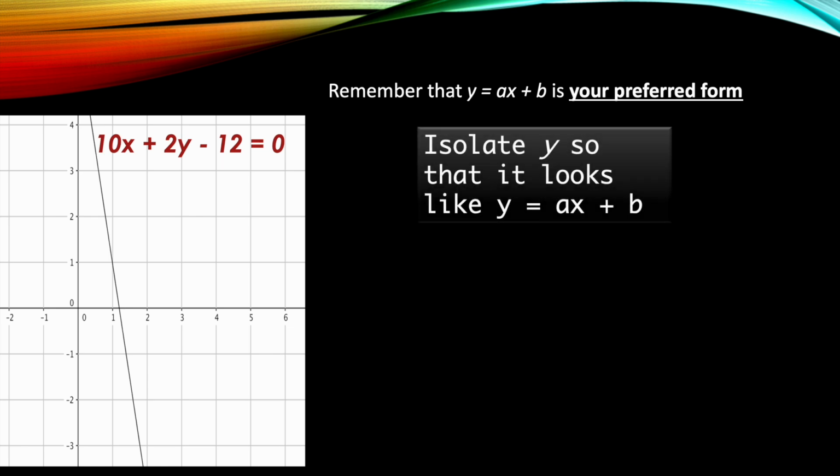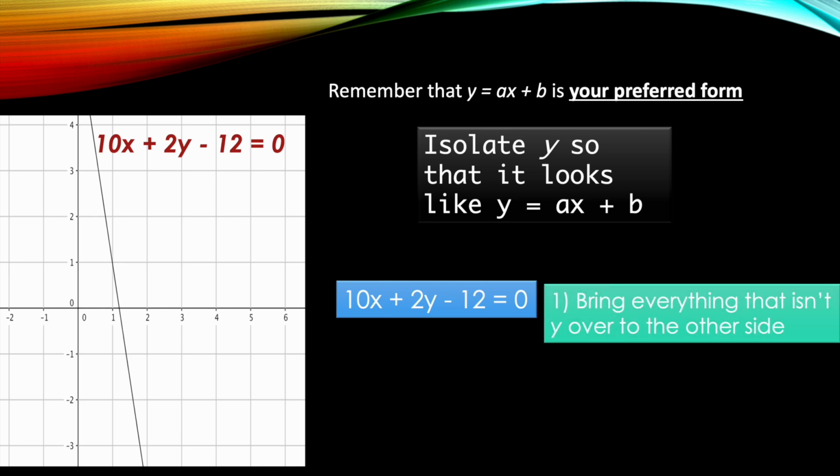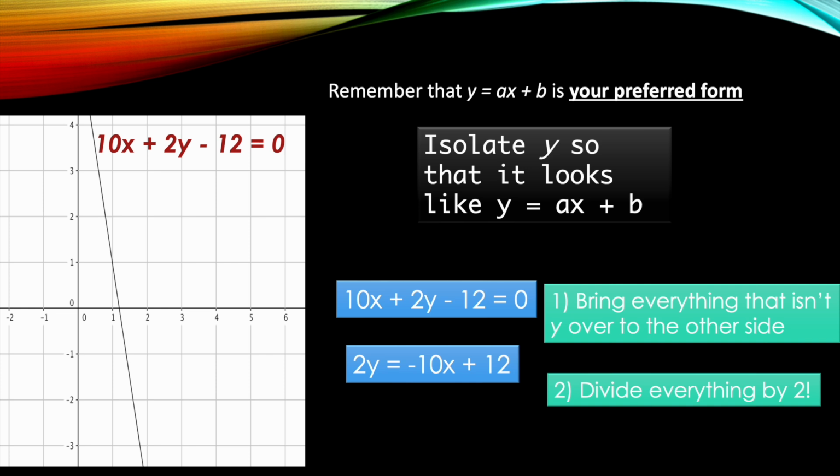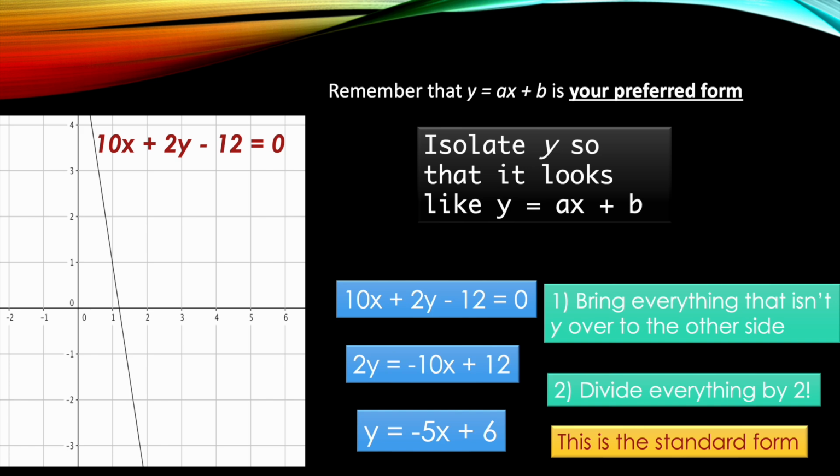Let's try to isolate y in this equation. So it looks like y equals ax plus b. In this case, we start with 10x plus 2y minus 12 equals 0, and you bring everything that isn't y over to the other side using addition or subtraction. So I'm going to subtract 10x on both sides and add 12 on both sides to get 2y is equal to negative 10x plus 12. And my last step is to isolate my y by dividing everything by 2, and I get that the standard form of this general equation is y equals negative 5x plus 6. And of course, now you're able to see that the slope is negative 5 and the y-intercept is 6.